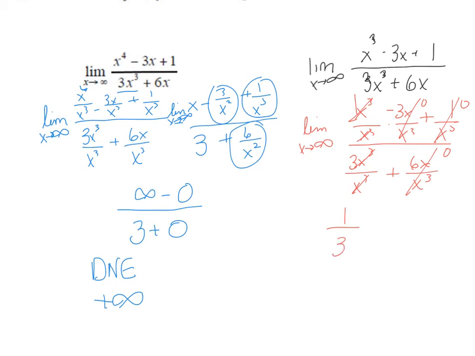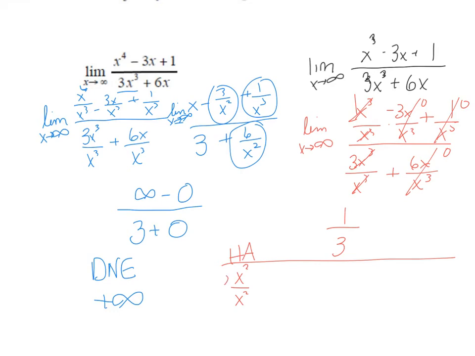Now, the interesting thing about all of this is that the rules for horizontal asymptotes say that if you have the same number, I don't know if you remember this, but the largest power in the top and the bottom, you compare them.